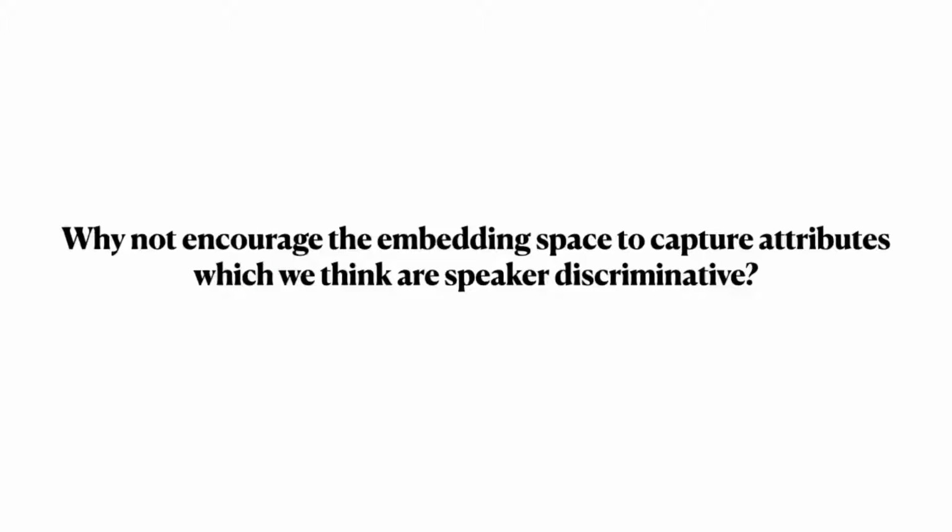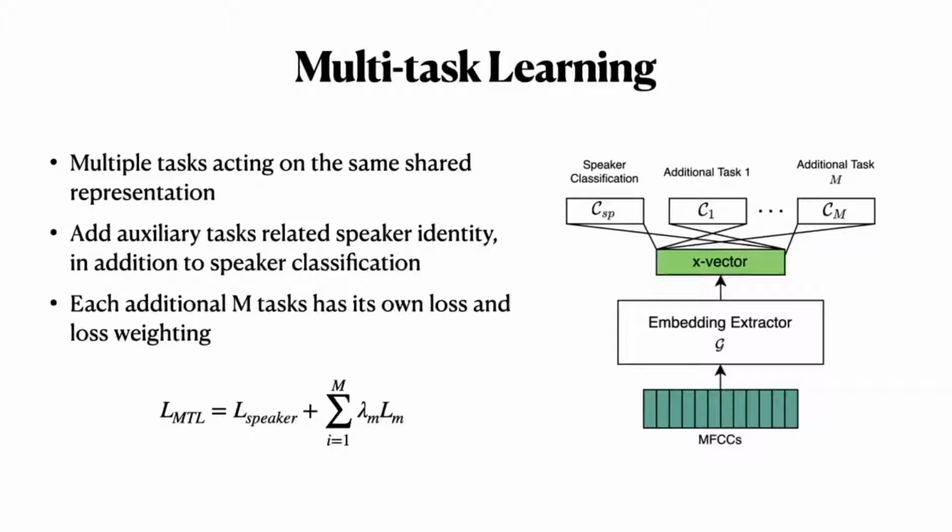Leading back to this work, we asked the question, why not try and encourage the embedding space to capture attributes which we think or know to be speaker discriminative? The way that we try to do that in this work is by using multitask learning, in which multiple learning tasks are performed using the same shared representation. In our case, this is using the speaker embedding layer to predict something about the speaker attributes, in addition to classifying the speaker. In theory, we can add any m number of additional tasks to supplement the speaker classification.